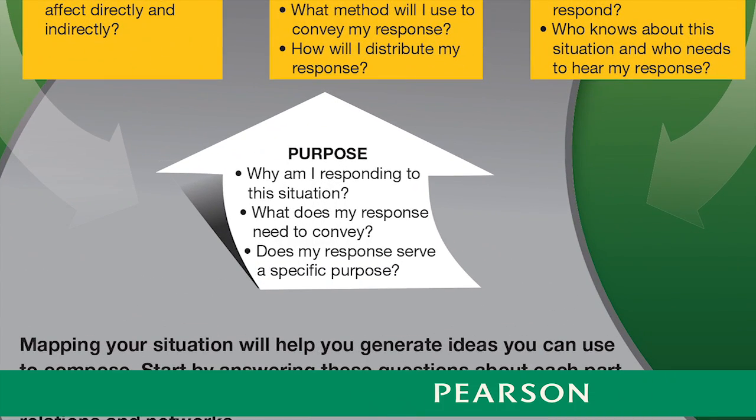When I teach the Mapping Your Situation feature about writing to respond, I walk students through the process it illustrates. I ask students to begin mapping their situation by asking a series of questions about their purposes in writing to respond. To what am I responding? Why am I responding? What does my response need to convey? Does my response serve a larger purpose, like perhaps as part of an argument or a proposal I am making?